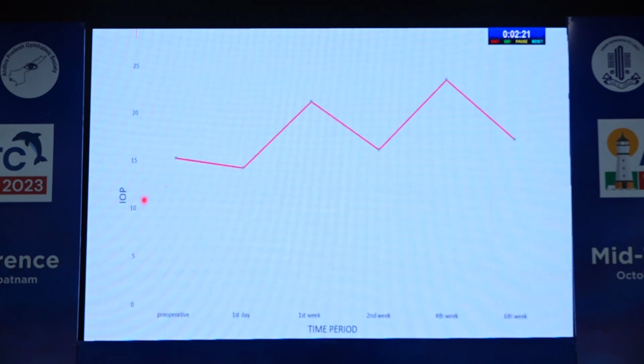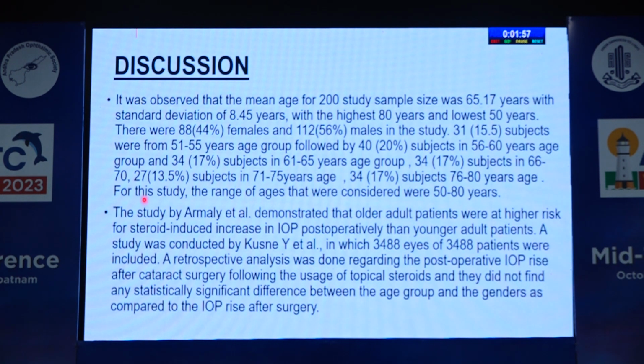That itself shows that, in this graph you can see on the first day there is a dip in the intraocular pressure, but at the end of 1st week there is a rise in the intraocular pressure, probably because of inflammatory factors also. And then again in 2nd week the pressures have come down to near normal, but by the end of 4th week the pressures have shot up. And when we have tapered the medications, by 6th week the pressures have come down, but not to the baseline.